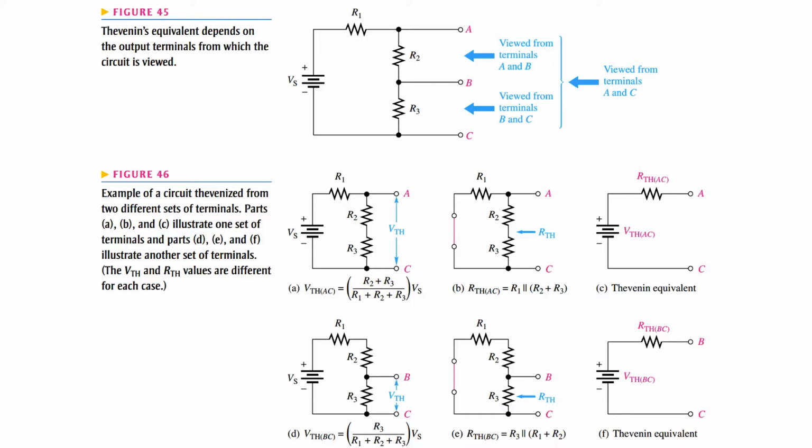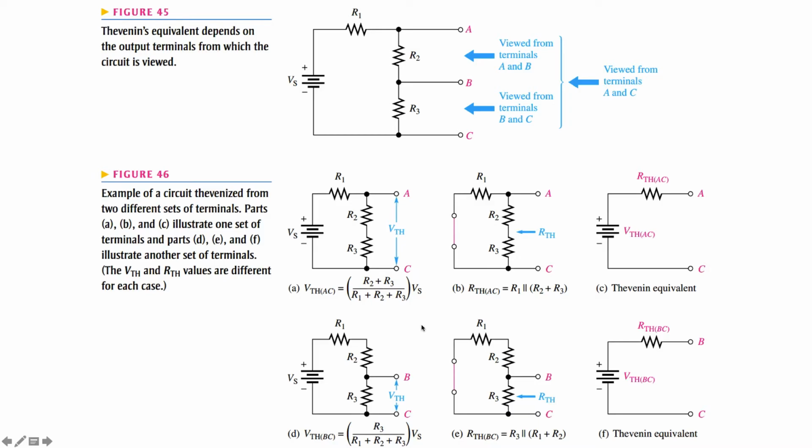If we take a look at figure 45, we see three resistors powered by a single DC source. If we view the equivalent circuit between points A and C, we get the equivalent Thevenin voltage and resistance as shown in the middle figure. In this case, the voltage divider equation is applied across R2 and R3. Also, to get the Thevenin resistance, R2 and R3 are in series and in parallel with R1.